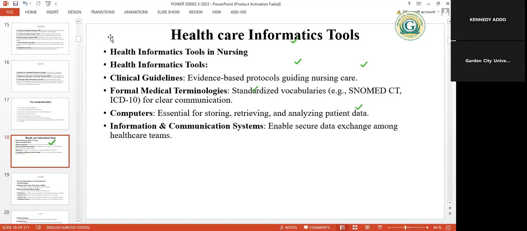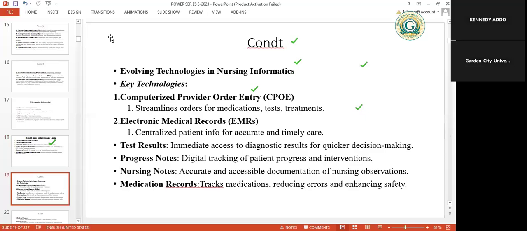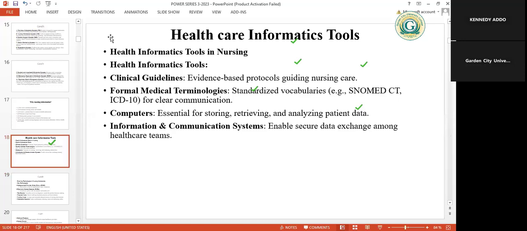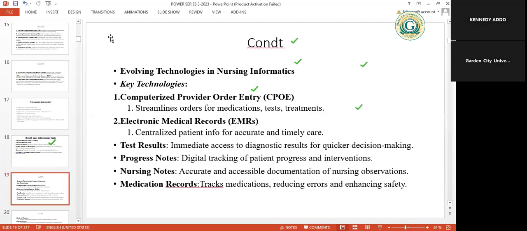Let's now narrow the conversation down to technologies that have evolved or emerged due to healthcare or nursing informatics. These are distinct from the major tools I've mentioned, which traditionally have been with us. We are now looking at the emerging technology that has found its way into healthcare. For instance, we have computerized provider order entry. It streamlines orders for medications, alerts, and then treatment.